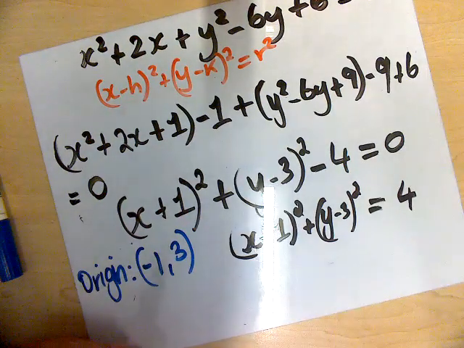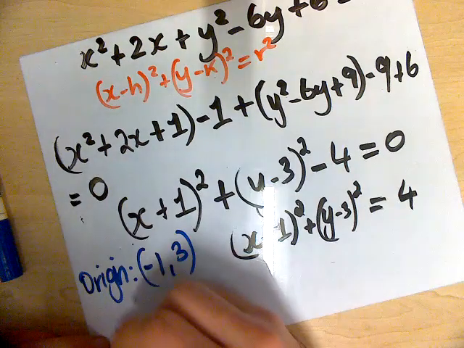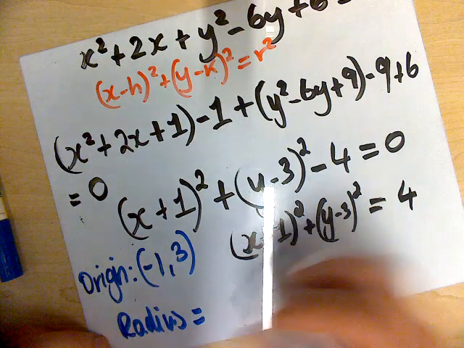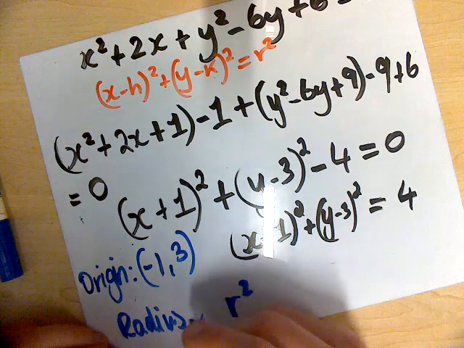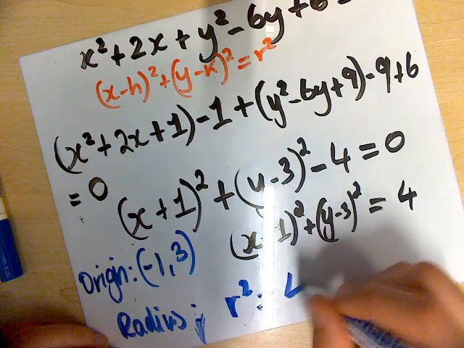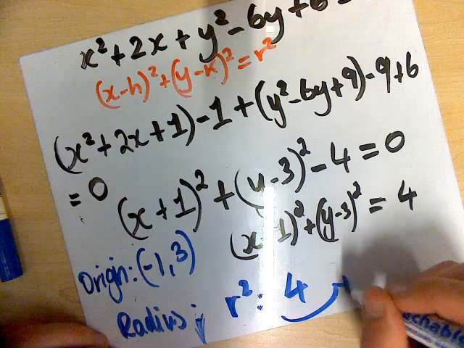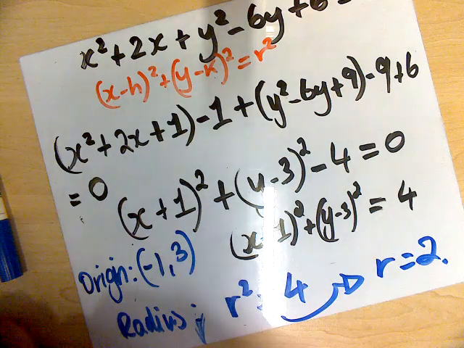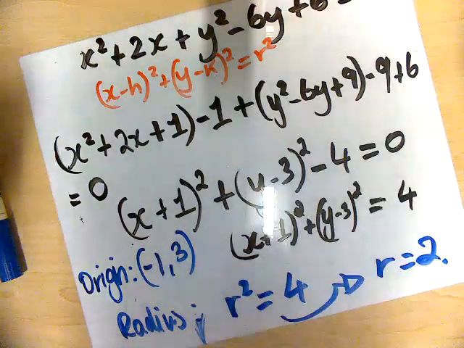So remember, to get our radius, it's going to be r squared. Let's make that 2 little dots. It's going to equal 4. So then I take the square root of both sides, so r is going to equal 2. I now have enough information to draw my circle.